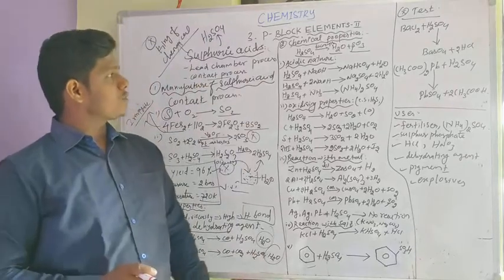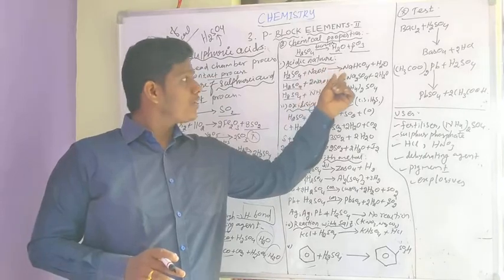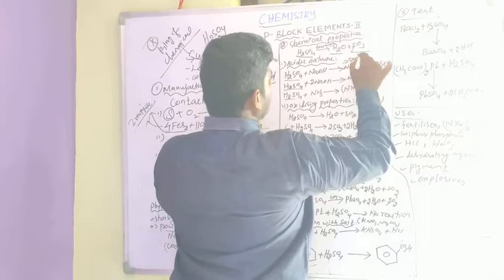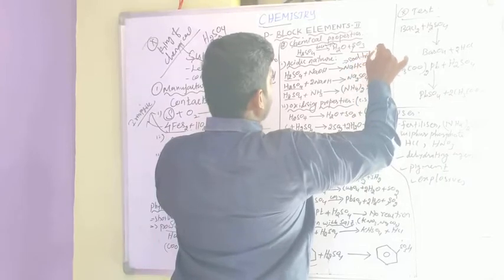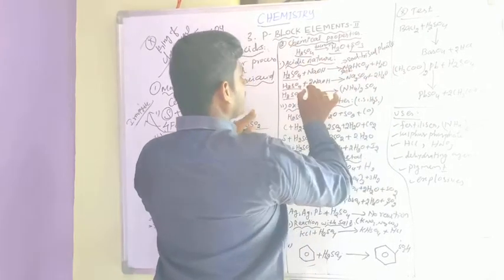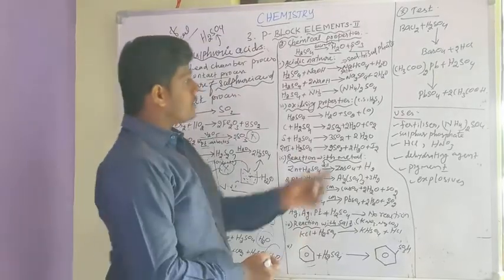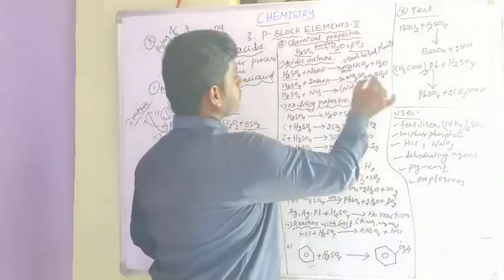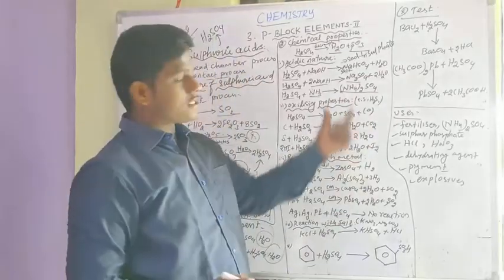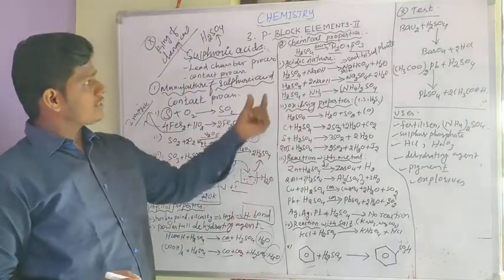Sulfuric acid reacts with sodium hydroxide, NaOH, to form sodium bisulfate. It is also a salt compound. Further, with excess sodium hydroxide it forms sodium sulfate. Next, it reacts with ammonia to form ammonium sulfate. So these are the three salts we have prepared from sulfuric acid by using its acidic nature.